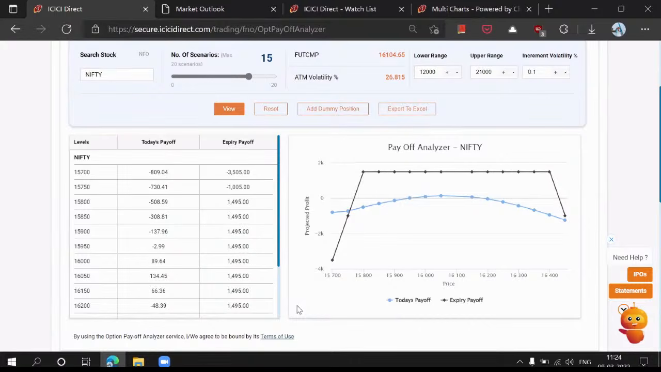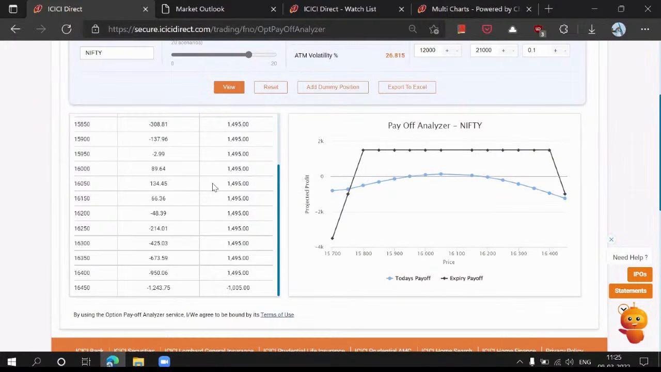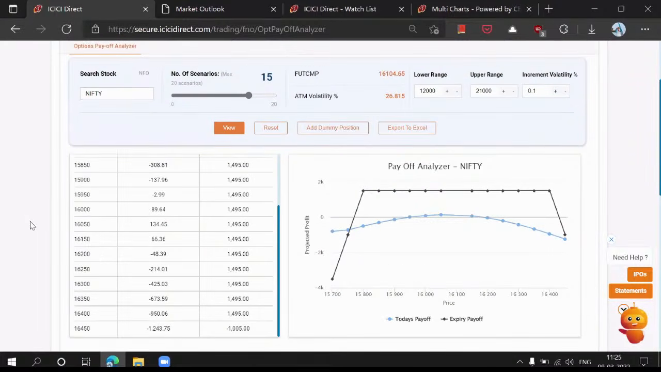And again, if you already have a position, this will automatically pre-fill all the data and show you, so you don't have to worry about filling the data. If you look at the markets now from 15,800 levels, just keep on coming down on the payoff chart till around 16,400. If the markets remain between 15,800 and 16,400, your profit on this trade will be around 1,500 rupees. You can also see what your losses will be if the markets were to move up. So the payoff analyzer gives you that kind of insight when you are trading.